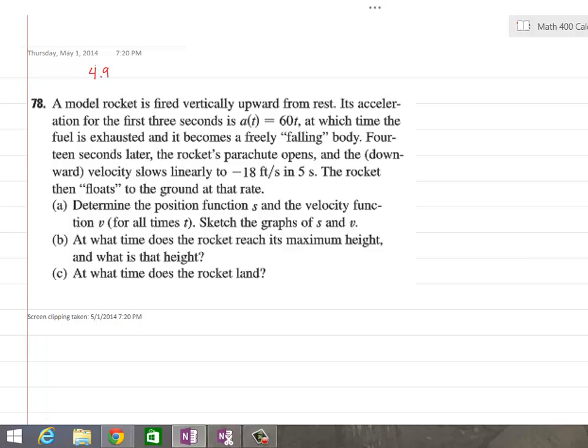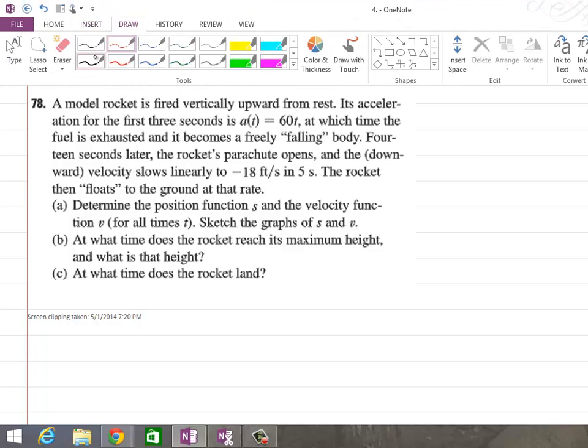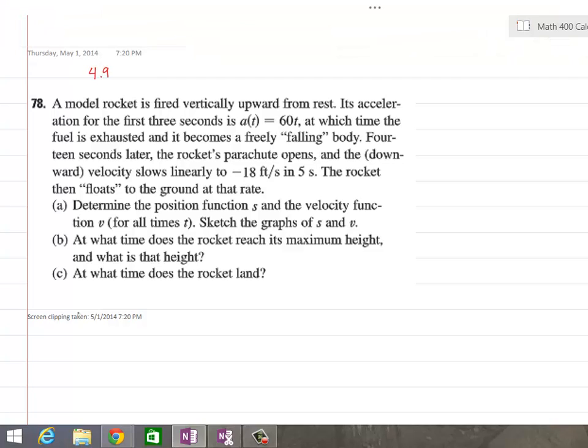And let's see, a model rocket is fired vertically upward from rest. Acceleration for the first 3 seconds is a of t, which is 60t. So I spent a little bit of time on this problem, kind of figured out a nicer way of doing it. So I'm going to go ahead and write down the details right here. For time between 0 and 3. It could include time 0 and 3, why not?